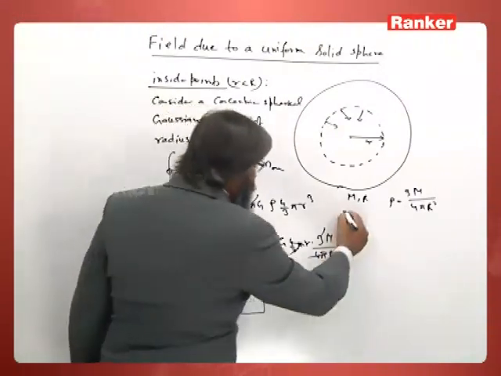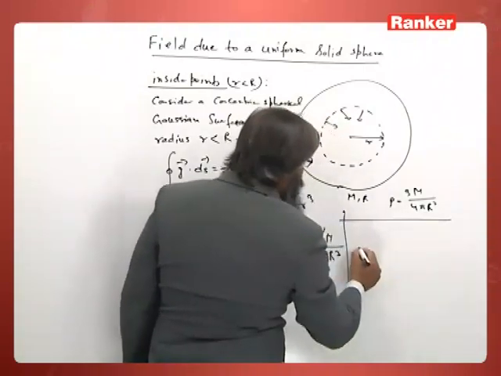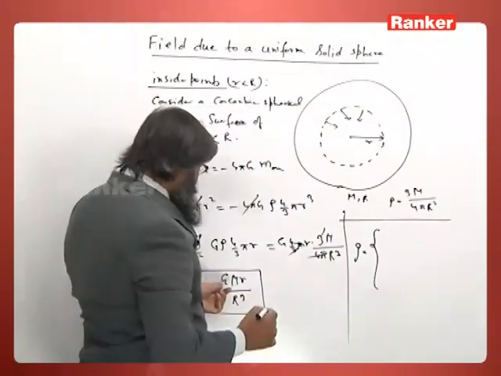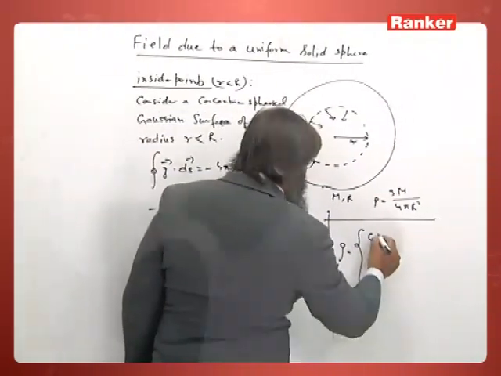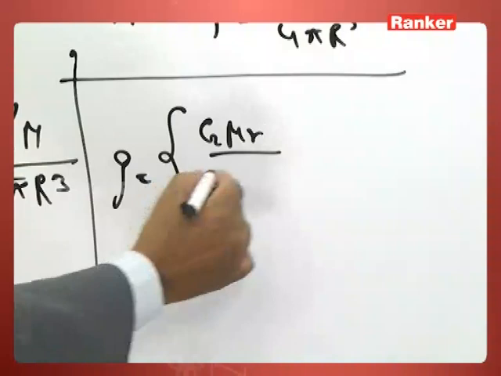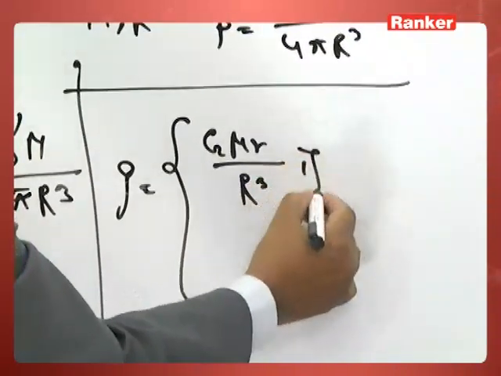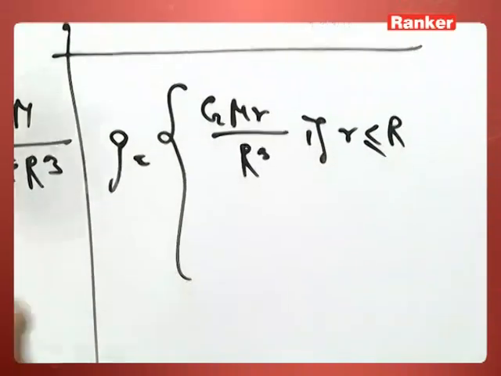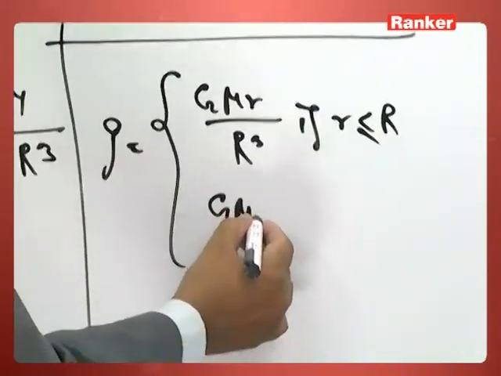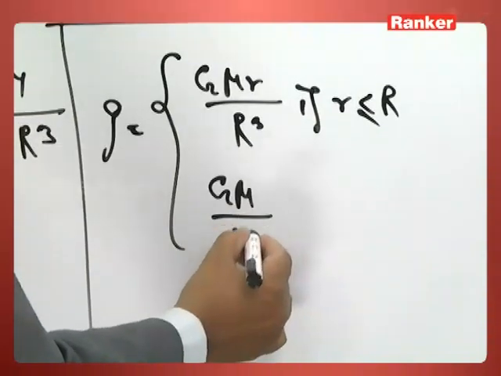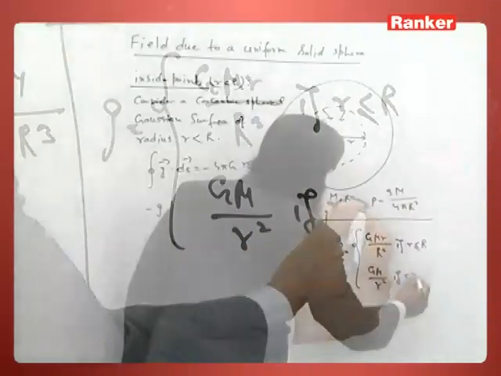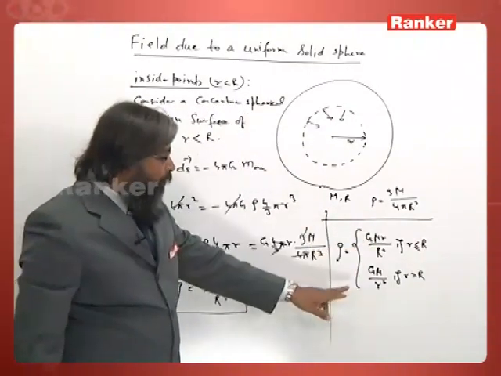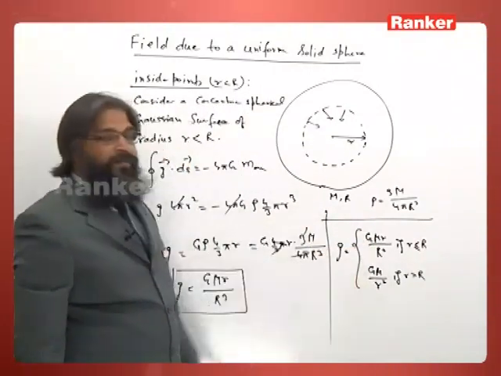So, let us summarize the results. We got g in piecewise form: G M r by R cube if r is less than or equal to R, and G M by r square if r is greater than R. So, for inside points this formula, for outside points this formula.